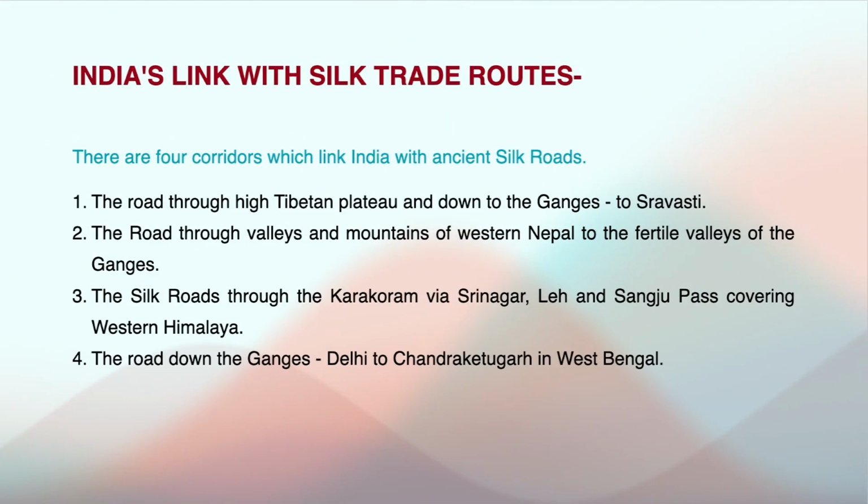India's link with silk trade routes. There are four corridors which link India with the ancient Silk Road. The road through the high Tibetan plateau and down the Ganges to Shravasti; the road through valleys and mountains of western Nepal to the fertile valleys of the Ganges; the Silk Road through the Karakoram via Srinagar, Leh, and Sasser Pass, covering the western Himalayas; and the road down the Ganges, from Delhi to Chandraketugarh in West Bengal.